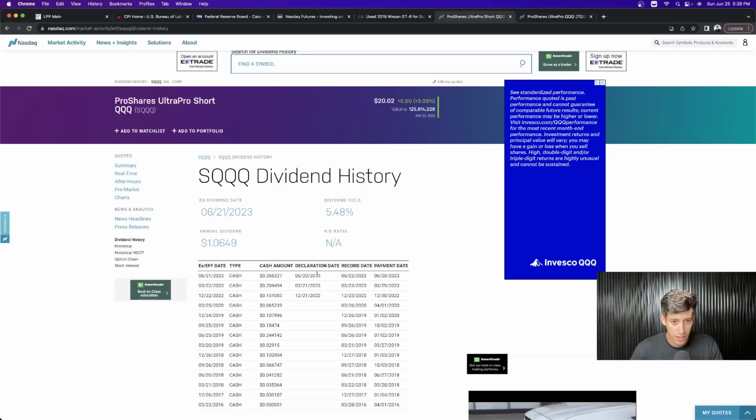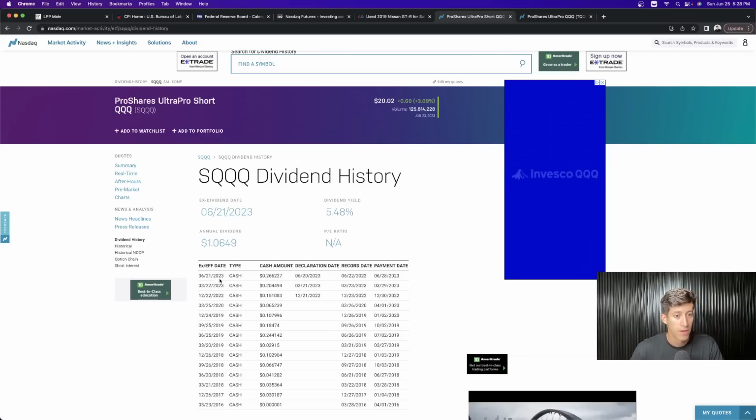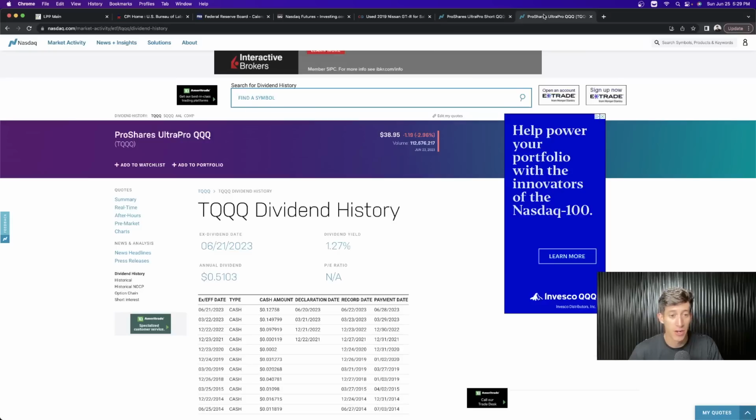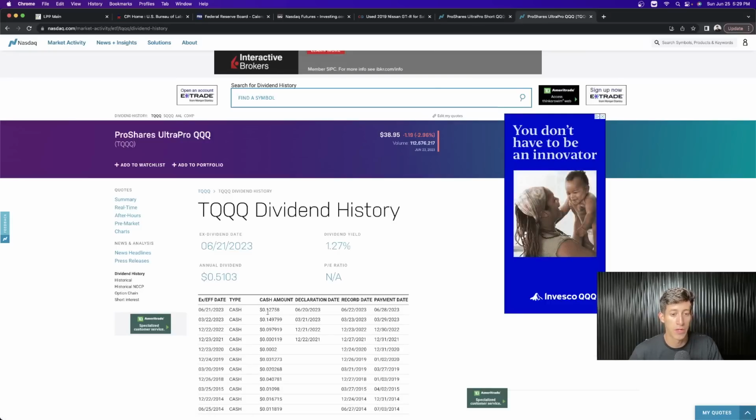So the declaration date was on the 20th of June. The effective date was the 21st. And even if you sold your position on the 21st, because it takes 2 days for your position to settle, it is still considered to be recorded on the 22nd, and your payout should be on the 28th, meaning that depending on how many shares you had, you should be receiving a dividend payout of 26.6227 cents per share. For TQQQ, that payout is going to be nearly 13 cents per share.